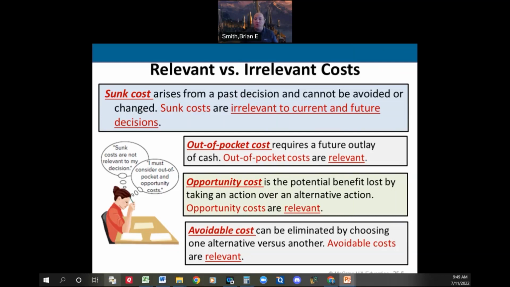It's just being able to identify what costs are out there and what it's going to cost us essentially if we don't choose that option. And then avoidable costs are costs that can be eliminated if we choose one thing instead of doing another thing. So all those last three we discussed, out-of-pocket, opportunity, and avoidable costs, are all relevant to our decision making.